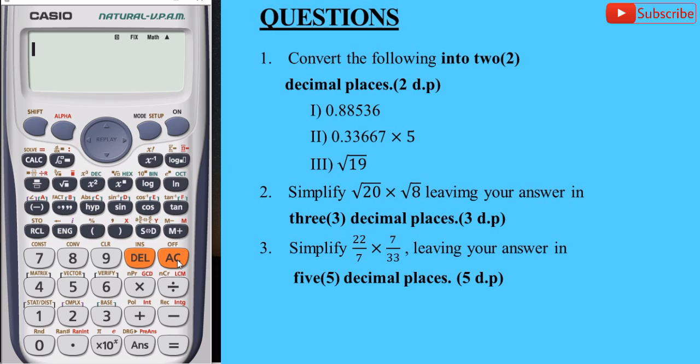Now, let us move on to II. For that particular example, we have to convert 0.33667 times 5 into 2 decimal places. Before that, when we check on top of the calculator screen, we can see that Fix has been indicated. This tells us that the calculator has been set to leave all its results in 2 decimal places, which means the results of the subsequent expressions that I will be inputting into the calculator will be left in 2 decimal places.